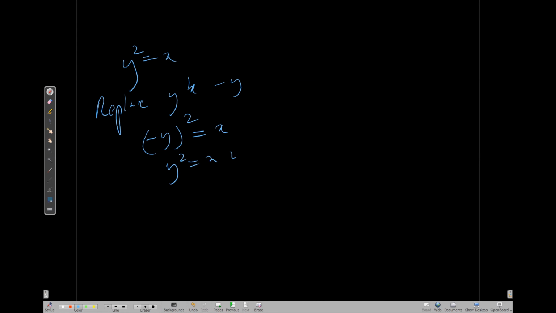Okay. And let's see another example. One more example. So y squared equal x. So let's replace y by negative y. I get negative, I remember parentheses. Whenever you have to square and whenever you do this replacing, please use parentheses. So y squared equal x. See, they are the same. So this guy is symmetric with respect to what? X-axis. Why? Because I replace y.